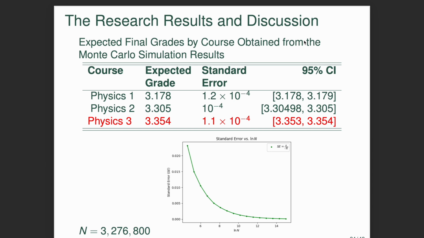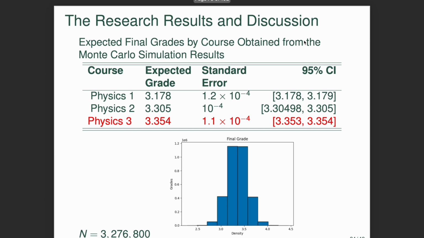For Physics 3, the simulation shows that the expected final grade is slightly higher than for Physics 2. Interestingly, fewer simulations were required to achieve convergence toward this expected value. The histogram clearly illustrates that the final grades tend to be higher overall in this course during the simulation.